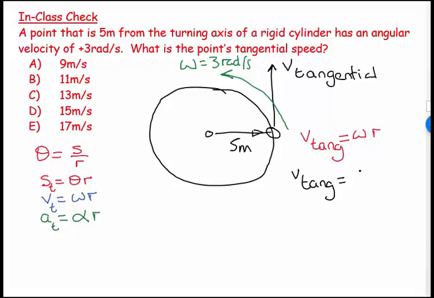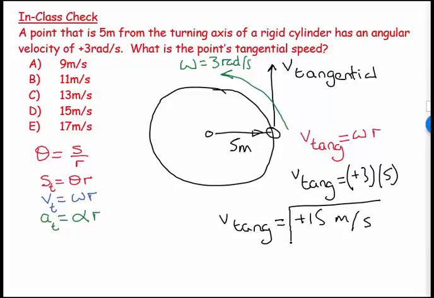is equal to omega, which is +3, times the radius, which is 5. So V tangential is equal to +15. And the units, what will the units be? Well, it's a tangential velocity, so it would be 15 meters per second. So just a straightforward conversion from angular, from rotational, to linear, and from linear to rotational. Get used to going backwards and forwards on that. There we have it.